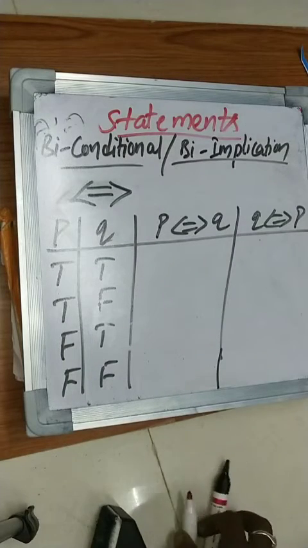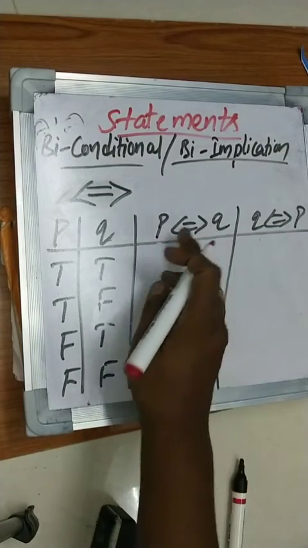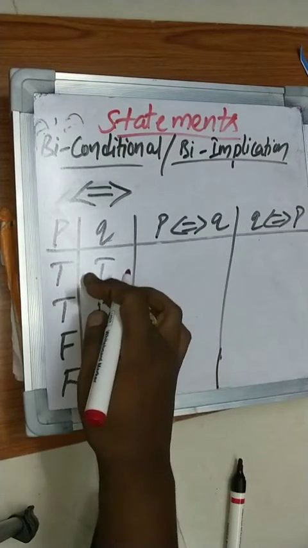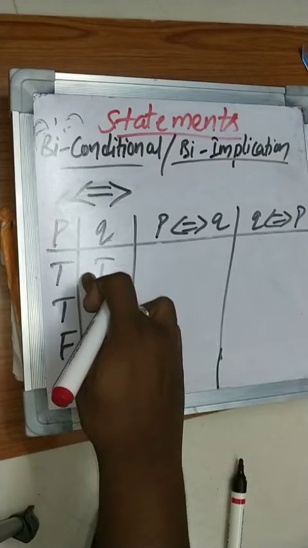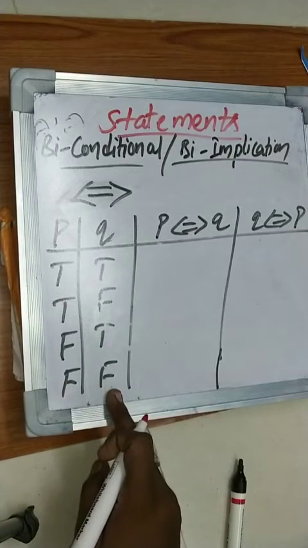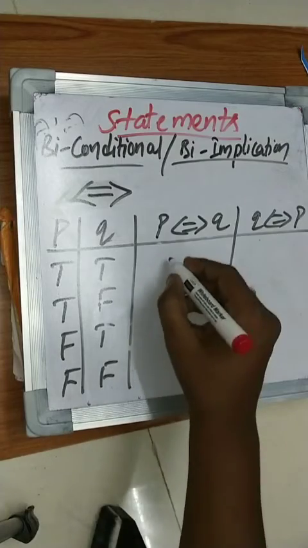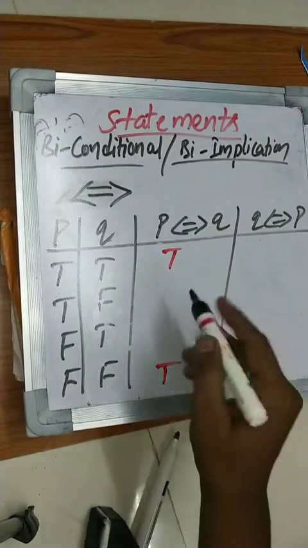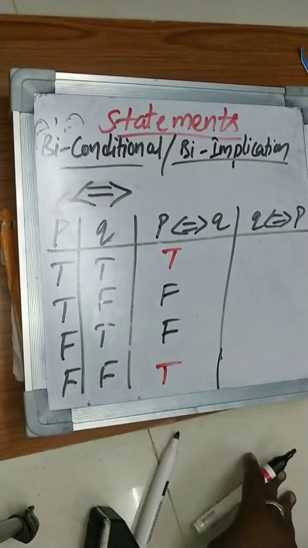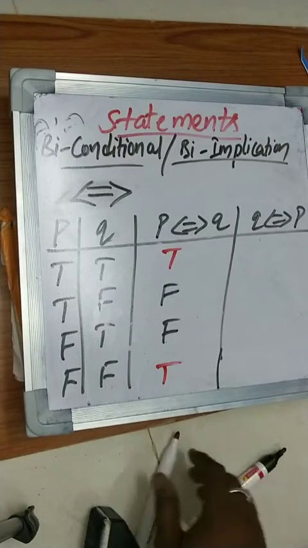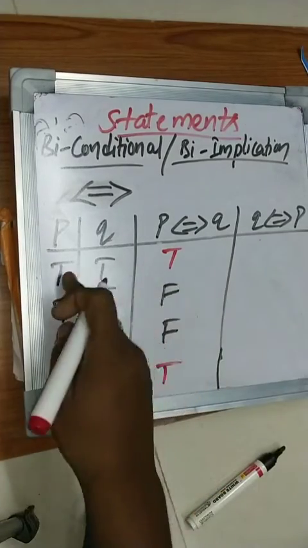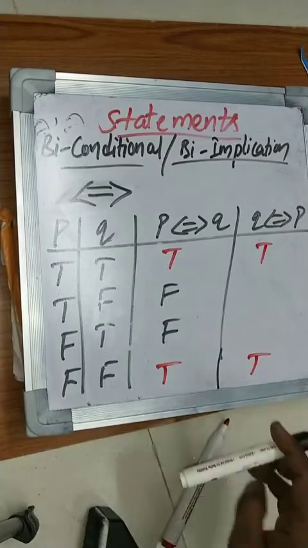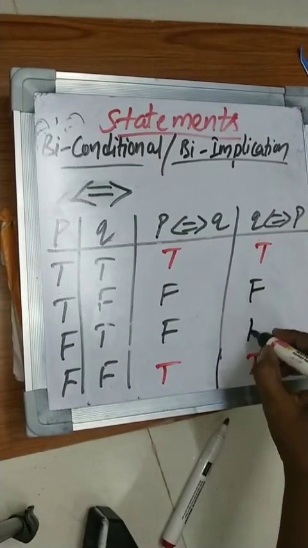So where you are having P double implies Q, it means where both the statements are true or false. This is one condition where both the statements are true, and this is another condition where both the statements are false. There only you will have true. Then what about the remaining? The remaining will be false only. Here also Q double implies P, only in these cases will we have true, the remaining will be false.